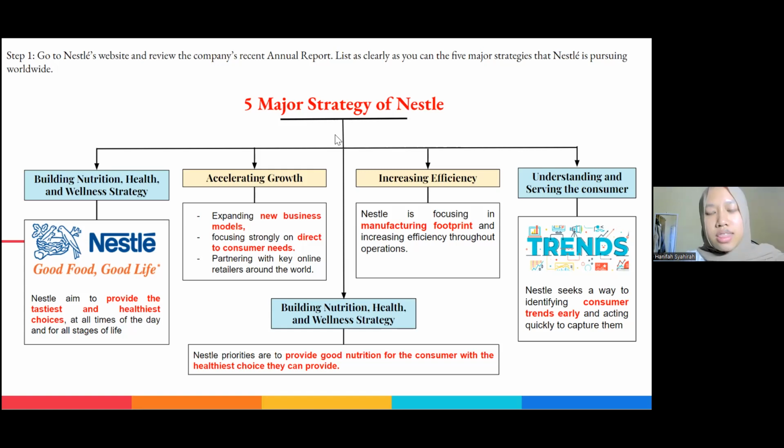So in Nestle itself, in terms of understanding and serving the customer, they want to follow the trends early and capture the things by doing implementation about the trends. So we can take an example of KitKat X Aerospace, which is following the trends of the shoe and following the trends of the KitKat, which means that they understand what the consumer needs nowadays.